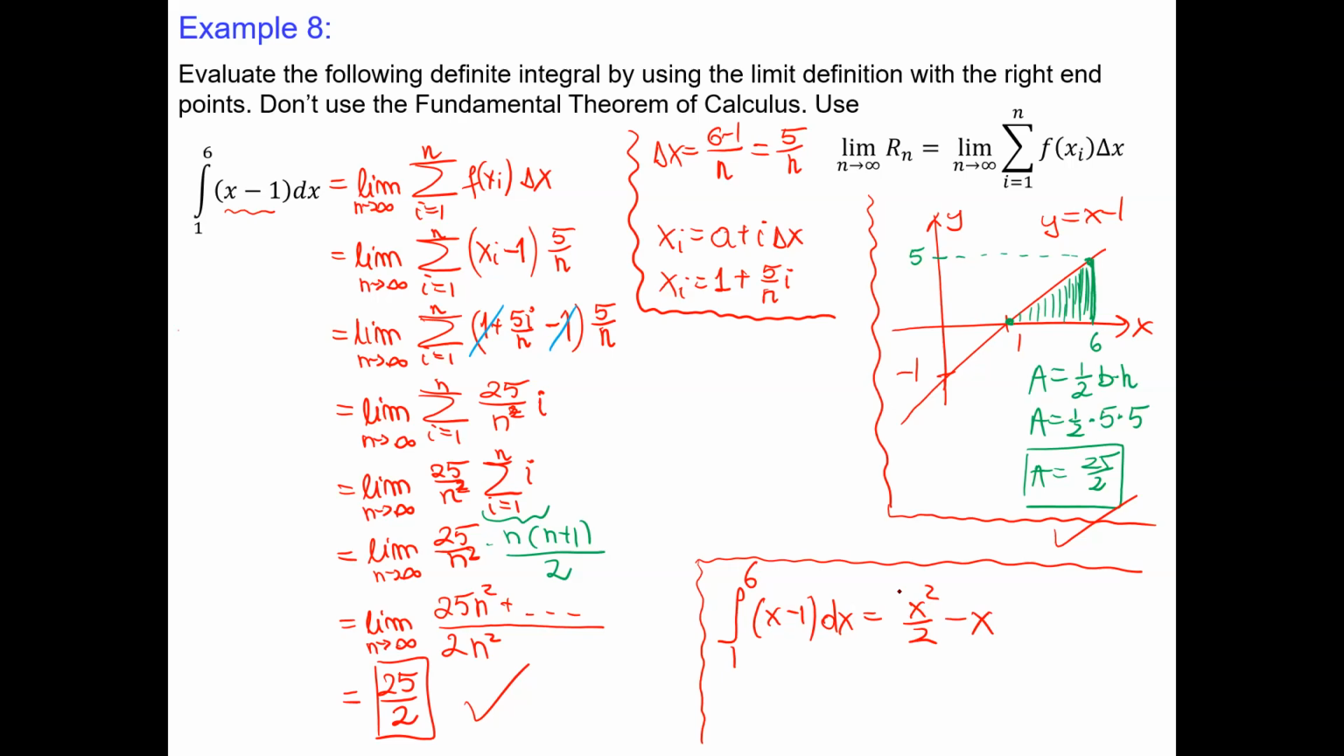Derivative of x is 1, negative of course. And then we will apply the limits from 1 to 6. We will substitute 6 squared over 2 minus 6, and then we will substitute 1, but we will be subtracting. 1 squared is 1 over 2 and 1. And we will have 36 over 2, 18, minus 6, minus half, plus 1. And this is 25 over 2.